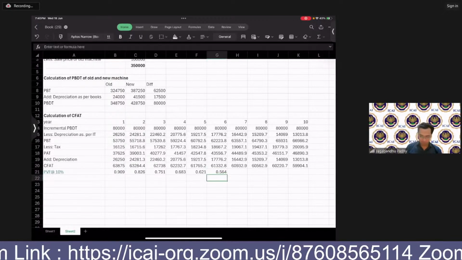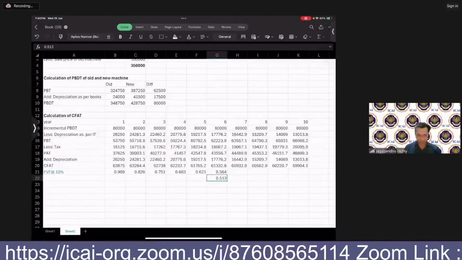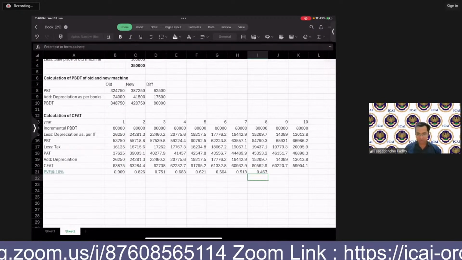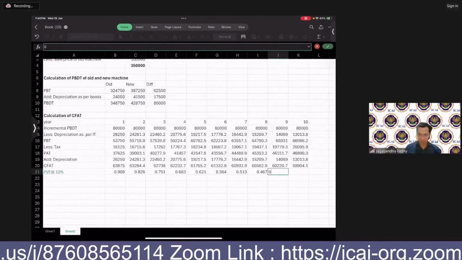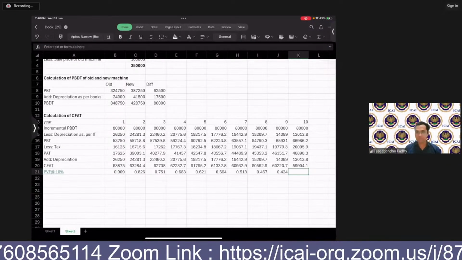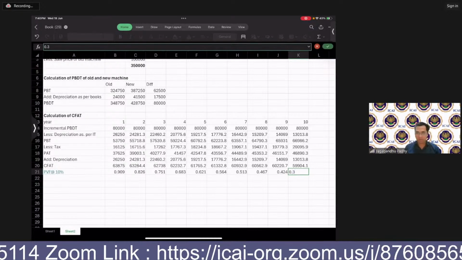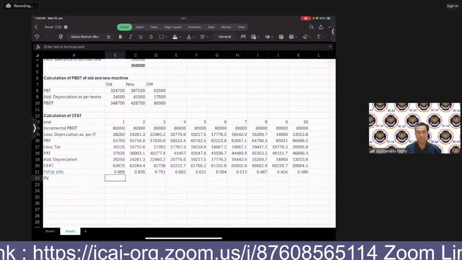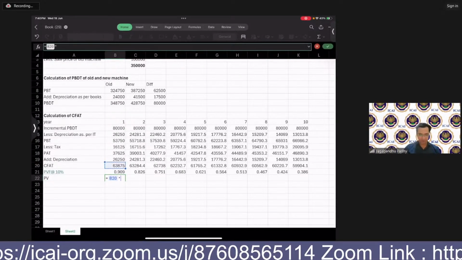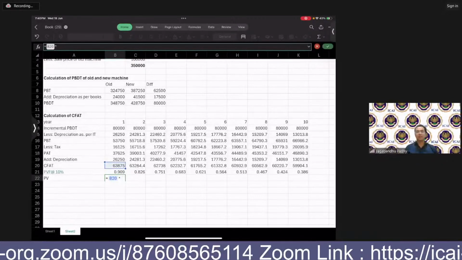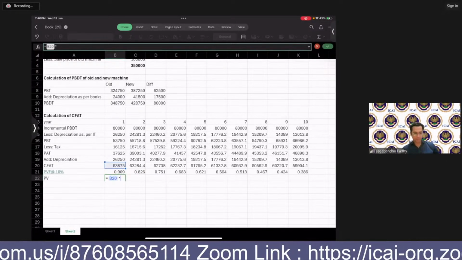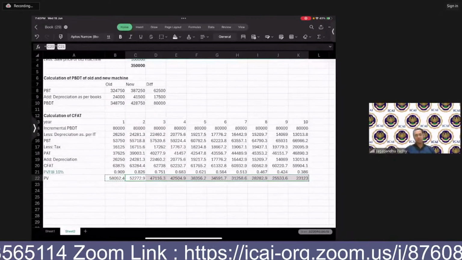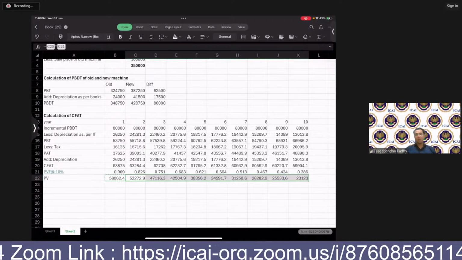Then we have 0.564, 0.513, 0.467, 0.424, and 0.386. And then we take the present value of the cash flow. So present value will be CFAT, which is the cash flow after tax, multiplied by the PV factors. Simply multiplying by the PV factors, we get the present value of all our cash flow after tax.